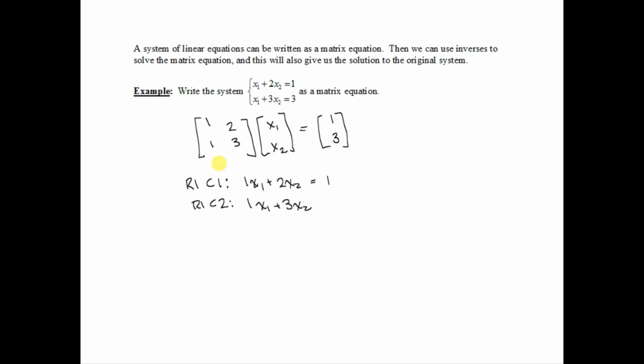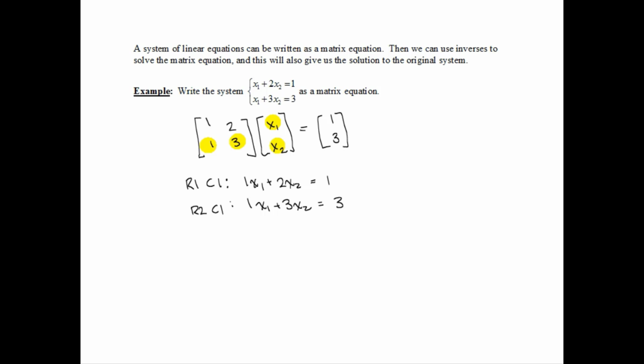Sorry, that should be the second row, first column. Let me fix that. Second row, first column. We only have one column. I used the second row and the first column. And so I got 1x1 plus 3x2, and that's got to be 3. And so that matches up with our original system.